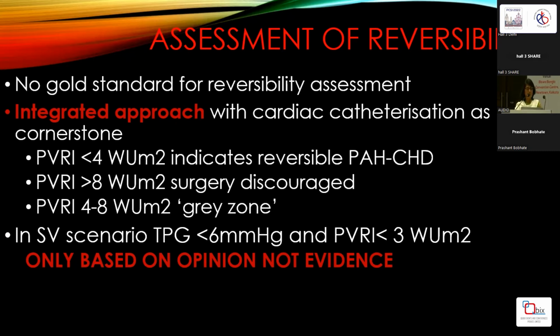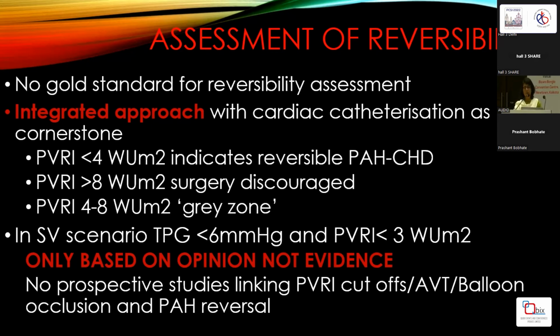Ideally, you want this response to reach a level of PVRI less than 6 and a vascular resistance ratio of less than 0.3. But in spite of all these very nice criteria that we have defined for ourselves, the sad truth is all of this is purely based on expert opinion and not on any robust evidence. There are no prospective studies that actually link these PVRI cutoffs with long-term outcomes in patients with congenital heart disease and pulmonary hypertension. So the same applies to acute vasodilator testing, balloon occlusion, etc.